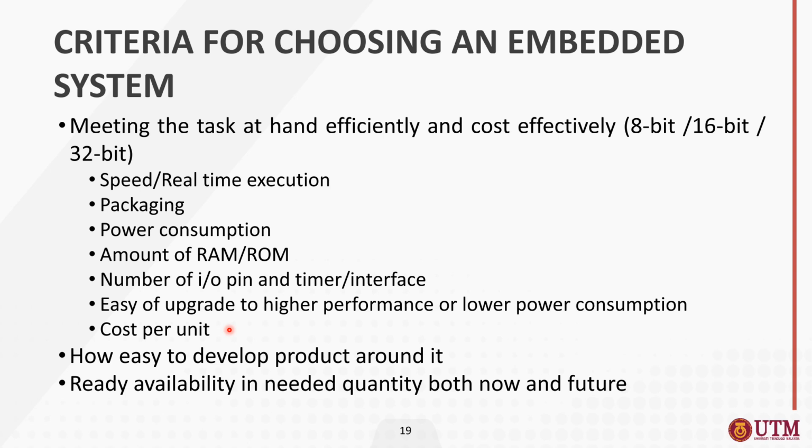So it depends on the cost of your embedded system, right? And when you want to choose an embedded system, how easy it is to develop the product around it is also a consideration. For example, if you are already familiar with C, maybe you can just use the Arduino. If you are very expert in Python, maybe you can consider using Raspberry Pi. So how easy it is to develop the product around your embedded system is really important, because it can reduce the development time.